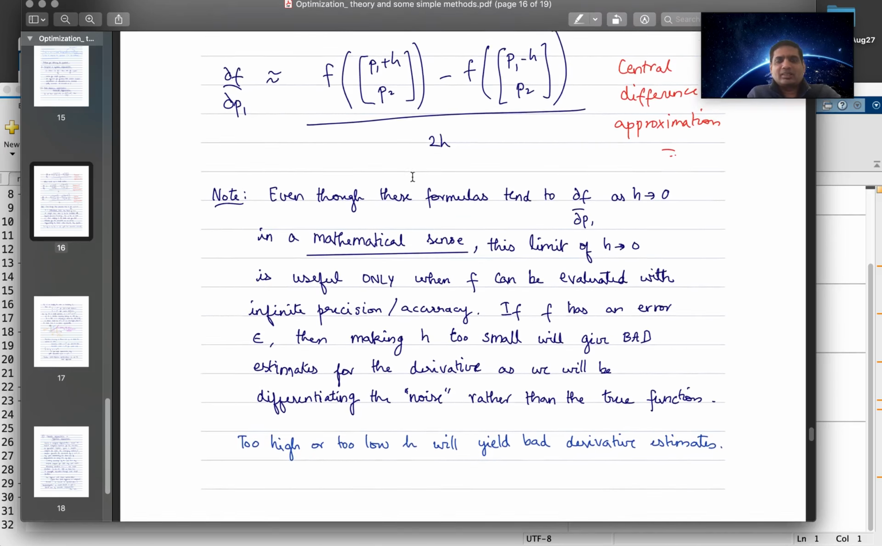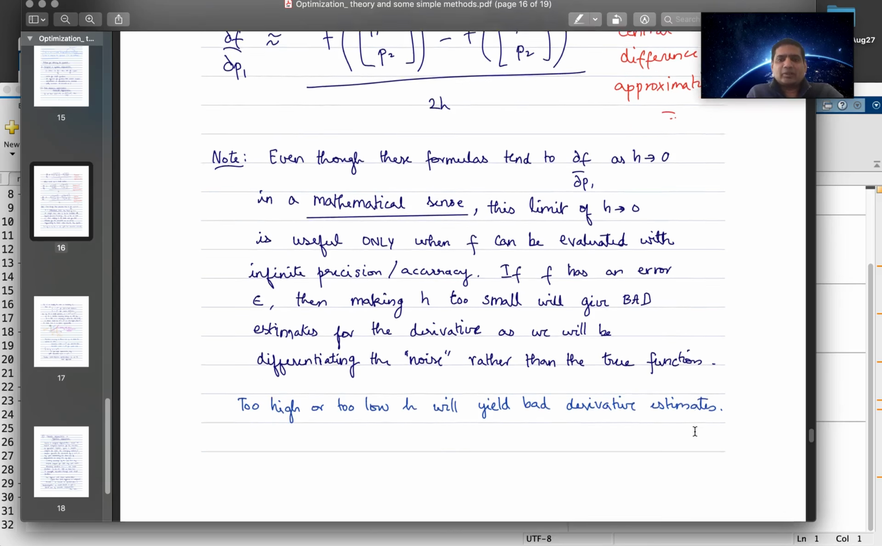So it turns out if we can evaluate f to infinite precision, taking h to 0 is the right thing to do, having a really small h. But in practice, if you're using it to evaluate the derivative numerically, too high or too low an h value will yield bad derivative estimates.